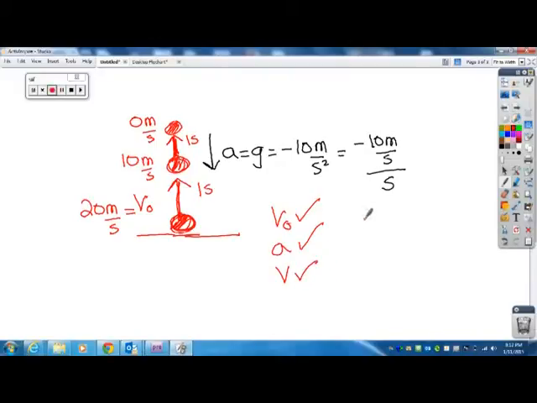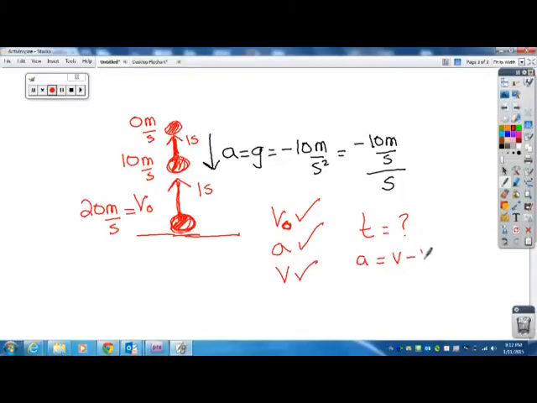And so if somebody asks you, give me the time, that's your unknown variable. How long does it take to go from here to this point, from 20 meters per second to 0? You can do it conceptually and say, hey, it takes 2 seconds, or you can do it using your kinematics equations.